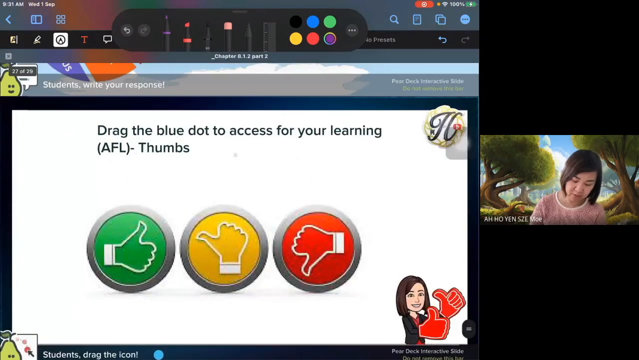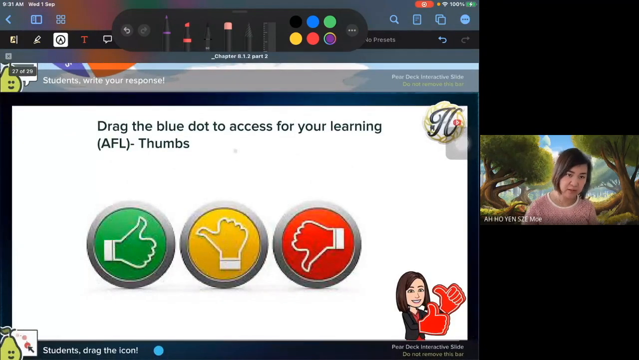Last one, show me your thumbs. After this, interpreting. If you are given a graph with questions, can you get the answers? Show me your thumbs. It means you have to interpret from the given graph to get the answers. Yes or no? Okay, yes, Patricia.